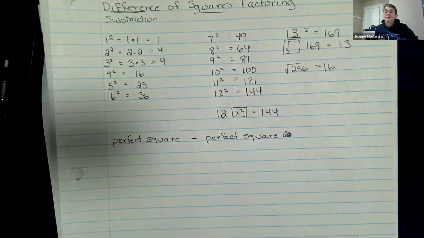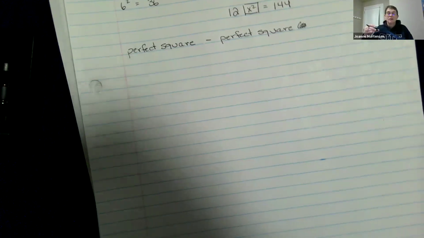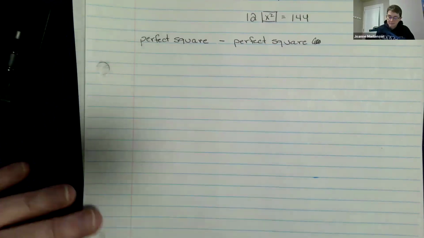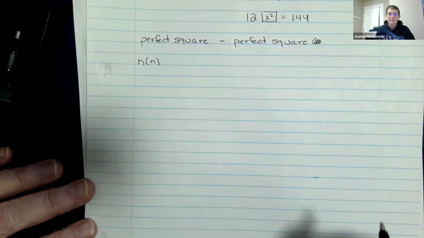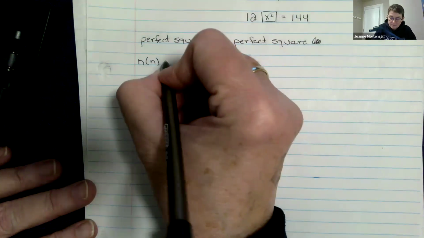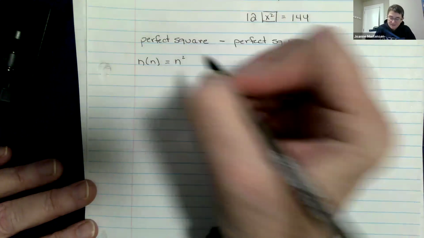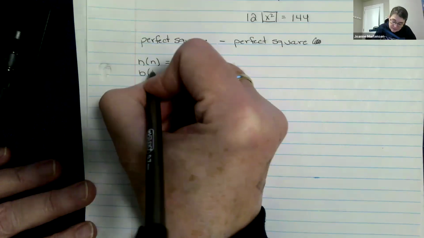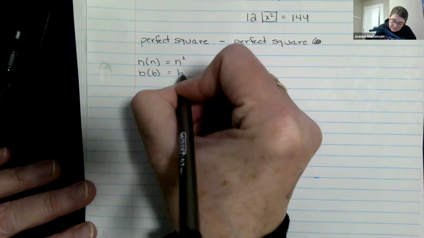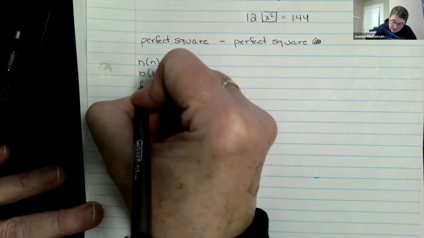What I forgot is variables. So let's do that before we get too far ahead, and then we'll come back to that definition. So n times n, and multiply that together, n squared. You know that. b times b, b squared.